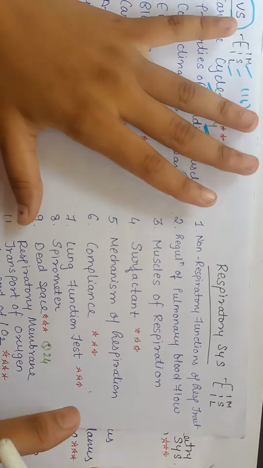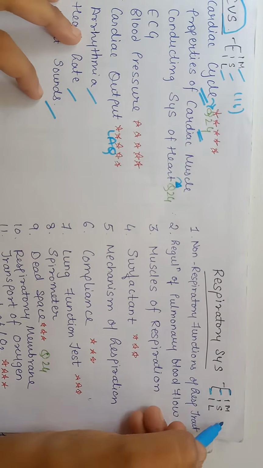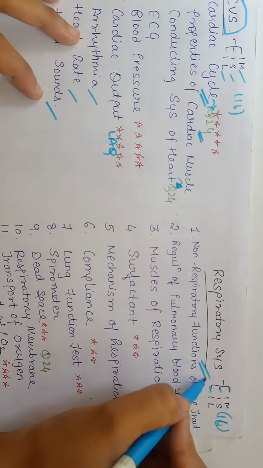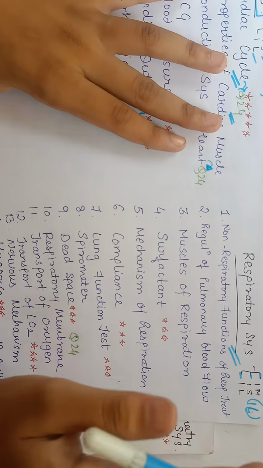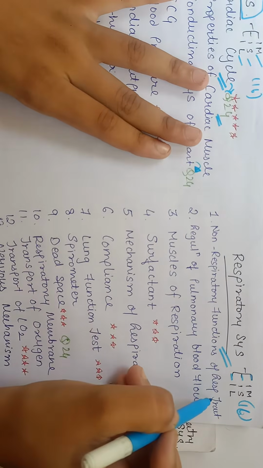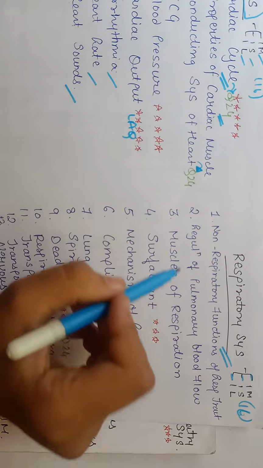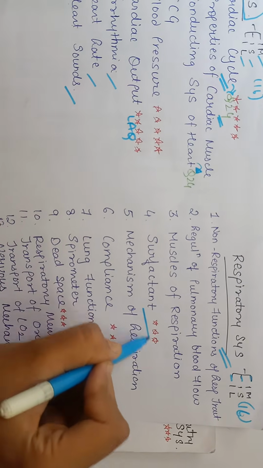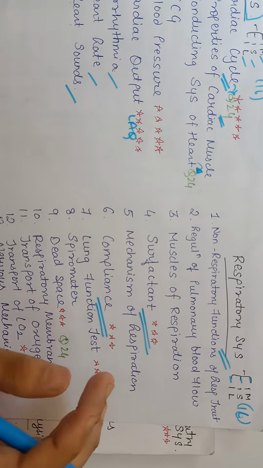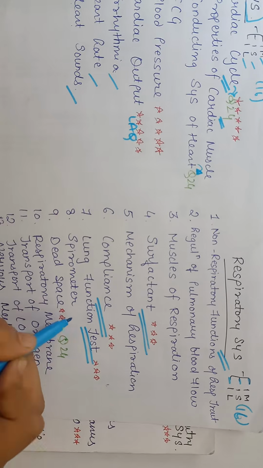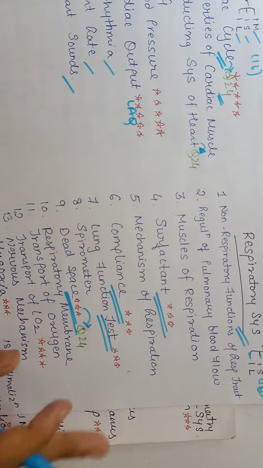Then from respiration, 1 MCQ, 1 SAQ and 1 LAQ, so 16 marks for the respiratory system. In the respiratory system, you can see there are many questions, but all are easy ones. So non-respiratory functions of the respiratory tract is important. Then regulation of pulmonary blood flow, muscles of respiration, surfactant is very important. Mechanism of respiration, compliance is very much important. Lung function test, then spirometer, then dead space, very important. It has been asked in the 2024 paper.